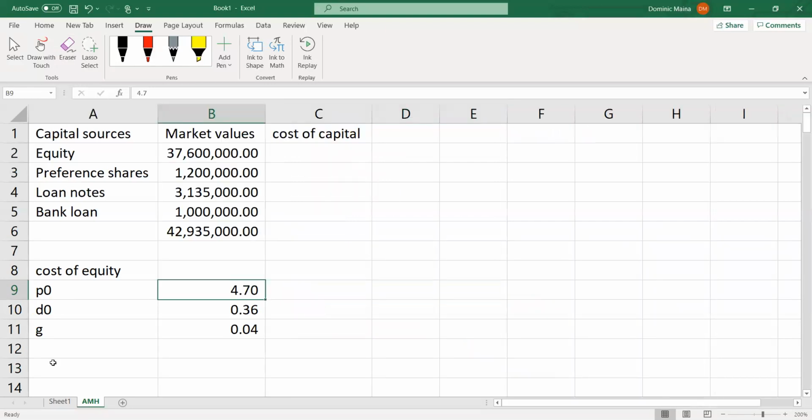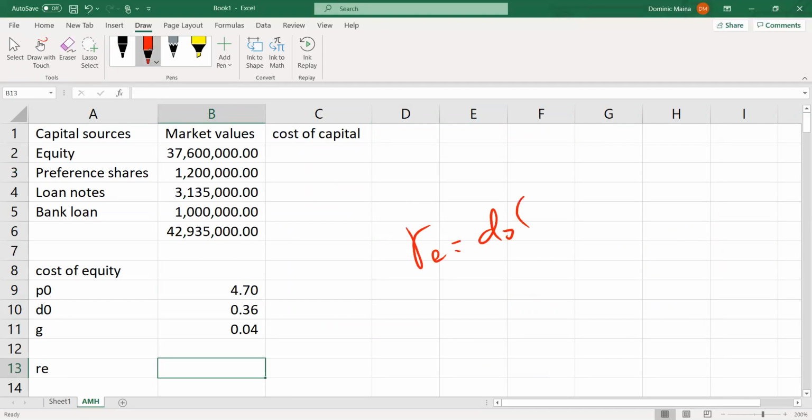And now we can deal to get the cost of equity. Don't forget the formula. Let me just remind you the formula for cost of equity: D naught times 1 plus G, divided by P naught, plus G. This is the formula to apply, but you don't need to show it, simply go straight to your answer.